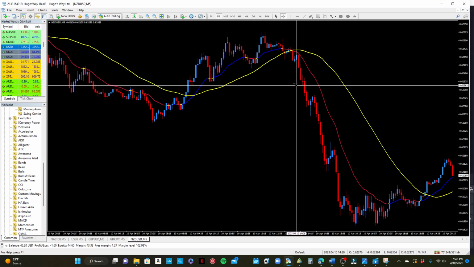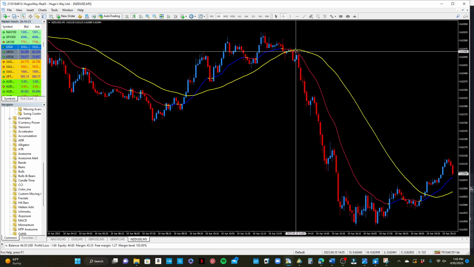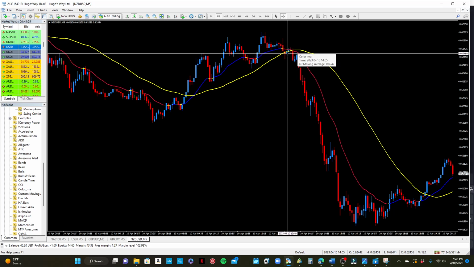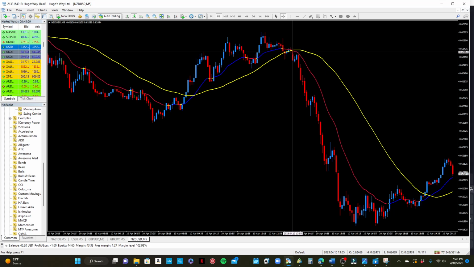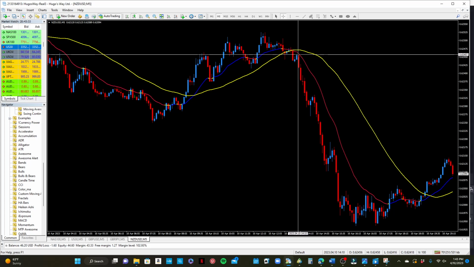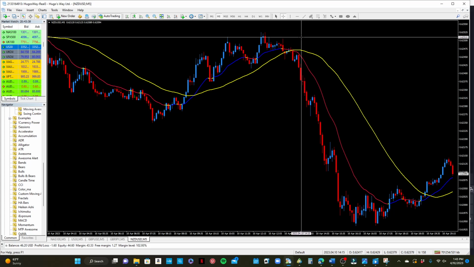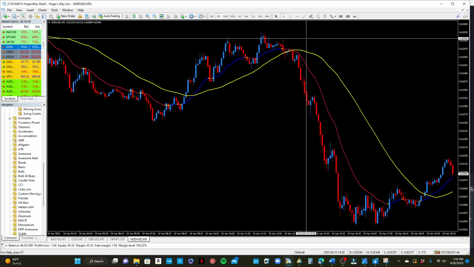So at 6:55, this candle closed on or below. Now this is not full confirmation for me. You can get in here, but I don't like that. I need to see a clear picture that the candle is closed on or below or on or above the moving average for me to take the trade.